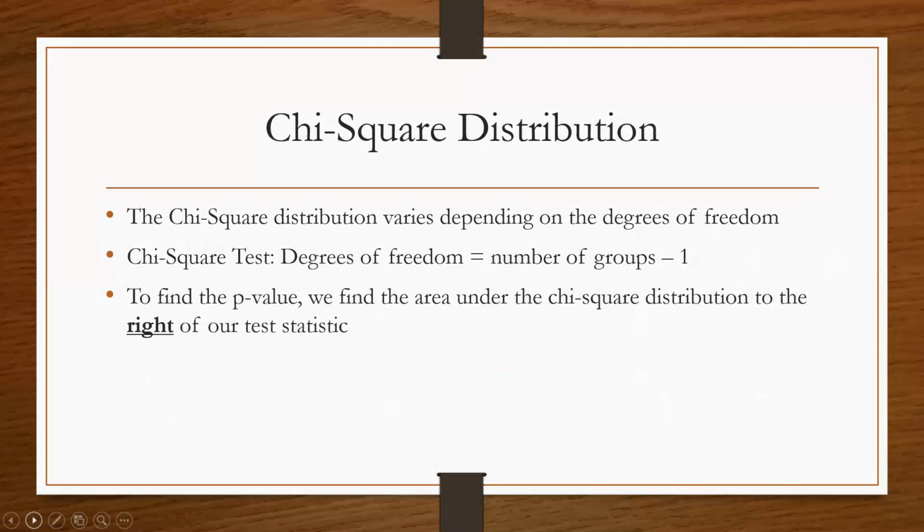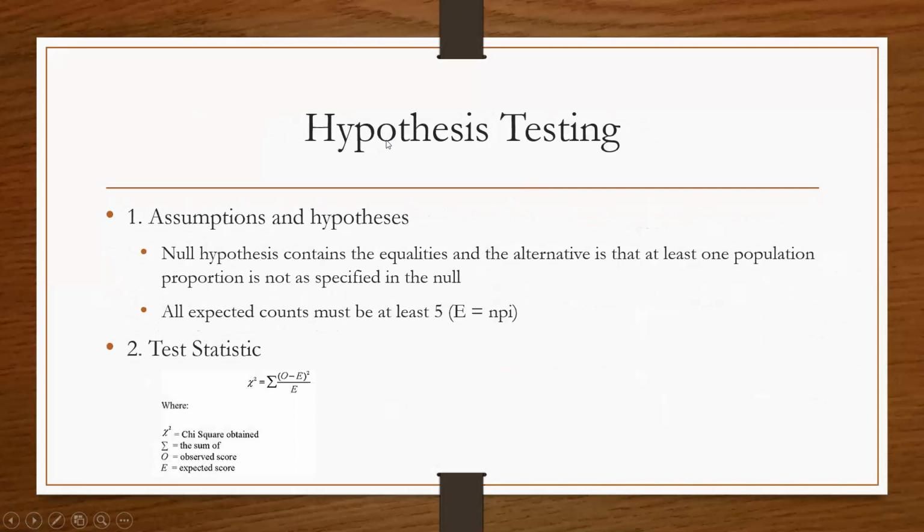And then to find the p-value, we find the area under the chi-square distribution to the right of our test statistic. Sorry, I'm pretty sure that's wrong. It should be the number of columns minus 1 times the number of rows minus 1. Sorry about that, guys.